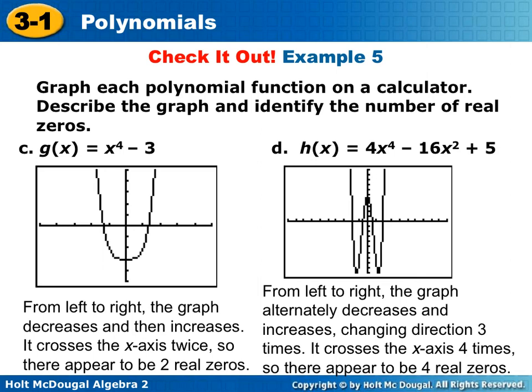So here you can see the answers. It's decreasing and then increasing. How many zeros are there? Looks like there's 2 real zeros for this one. Next one, decreasing, increasing, decreasing, increasing, and 4 zeros. One here, here, here, and here. So you get 4 real zeros.